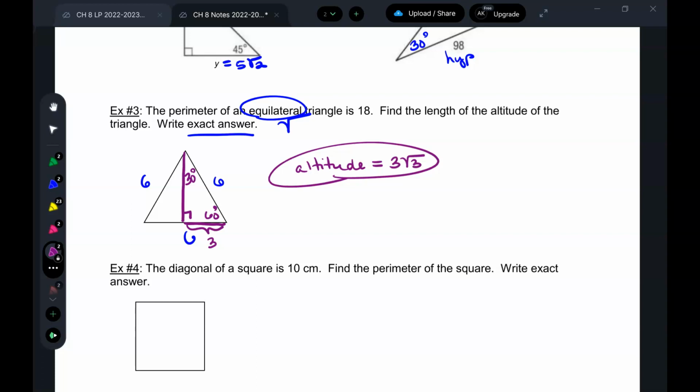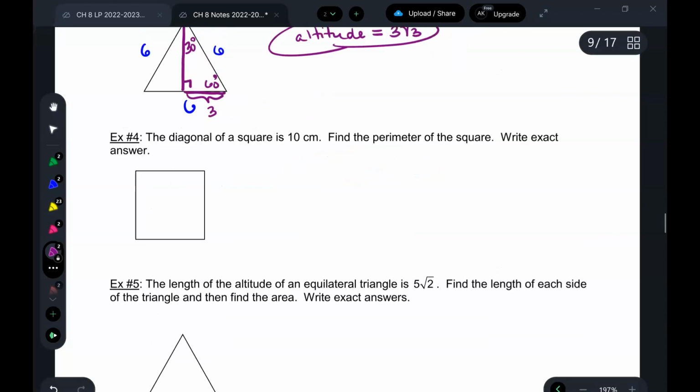The altitude is 3 root 3. Okay, yeah, I get it. I know the answer, but why times root 3? Because it's the longer leg. We take the shorter leg times root 3 to find the longer leg. Yeah.